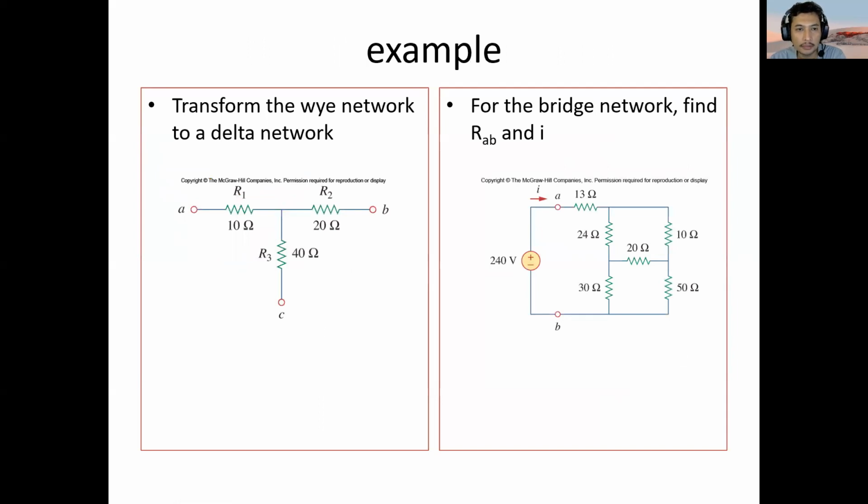So this equation is given, no worry. Right now, transform the Y network to a delta network. This is our Y. Because my eyes find the star connection more pleasant to see, I just write down 10, 20, and 40. It's actually up to you how you want to arrange this one.